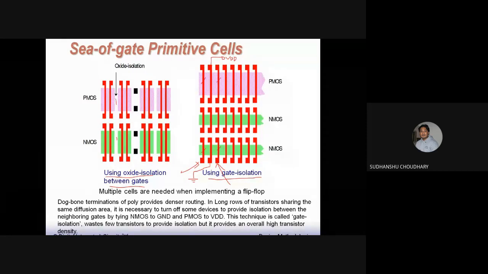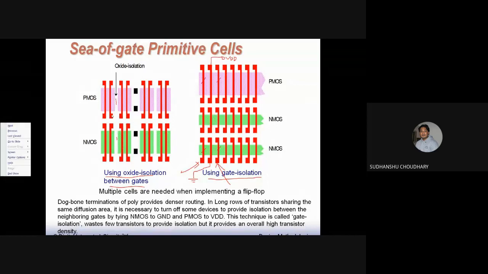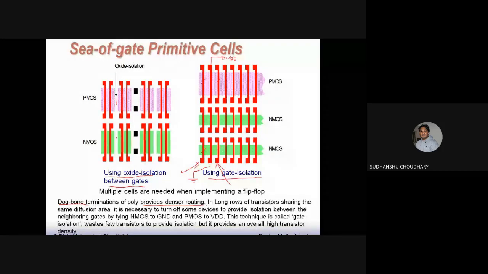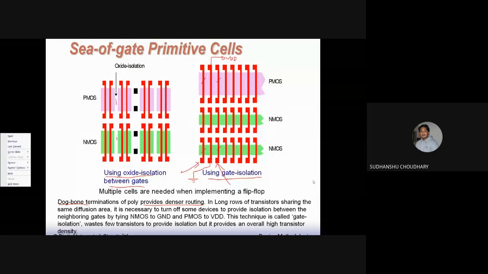Now dog bone terminations, which you see here, right? So these poly lines are terminated in a special way. So these are called dog bone terminations, and this actually provides denser routing. It has been seen that if you have this dog bone termination, then denser routing can be achieved.